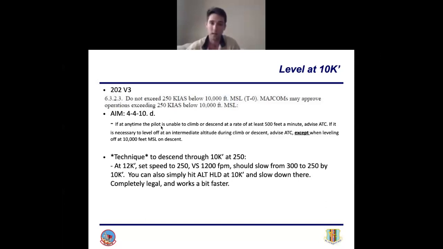as you're descending through 10. And then if it doesn't work because of winds or whatever, and you're getting ready to pass through 10,000 feet and you're 25 knots fast, you can just hit altitude hold and finish your slowdown there. And this is where in the pubs it makes you legal to do so.